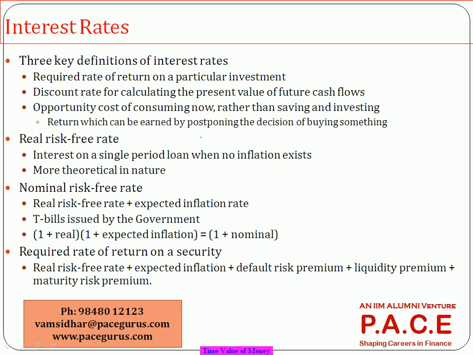The second way people define the interest rate is as a discount rate. Discount rate is nothing but the typical application of time value of money. In the future, I'm going to get 1 lakh after 5 years. What is the equivalent of it today? How much is it worth for today?